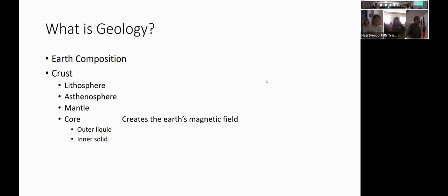Okay, so the Earth is made up of layers, and the layers are the inner core, the outer core, the mantle, and the crust. And the crust is broken down into the lithosphere and its thermosphere. Don't need to remember any of these names.